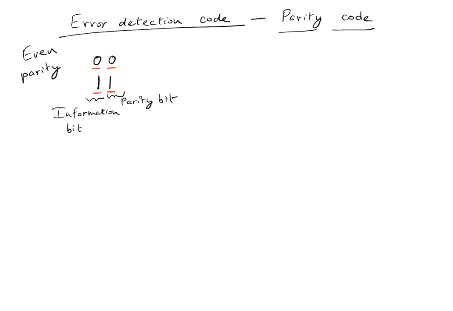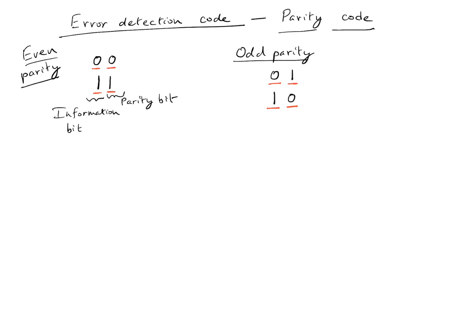Similarly, we can have the concept of odd parity. In the case of odd parity, the parity bit is added in such a way that the total number of ones in the code word is odd. For example, if the information bit is 0, the parity bit we have to add here, because we want an odd number of ones in the entire code word, should be 1. And similarly, if the information bit is 1, then the parity bit would be 0, because we want an odd number of ones in this code word. So the first bit here is the information bit, and the second bit is the parity bit. We have added the parity bit in such a way that the total number of ones in the code word is odd.